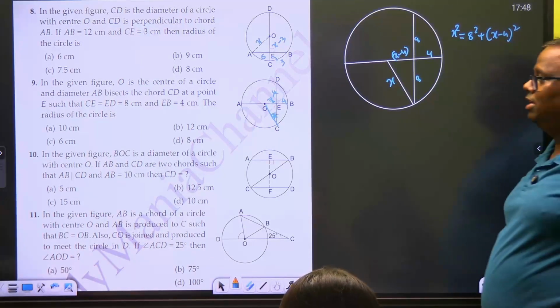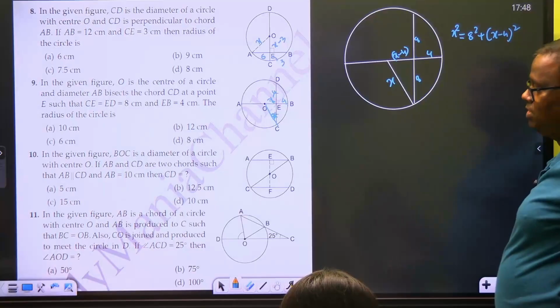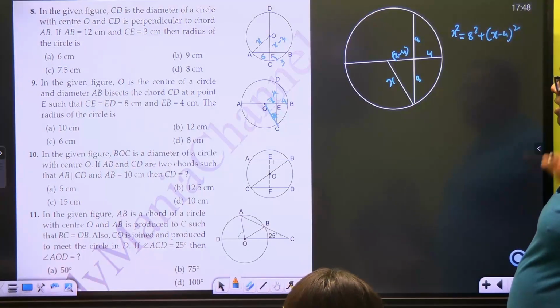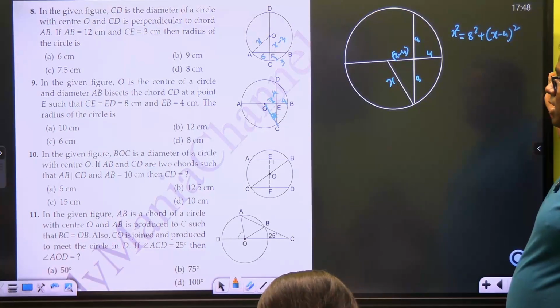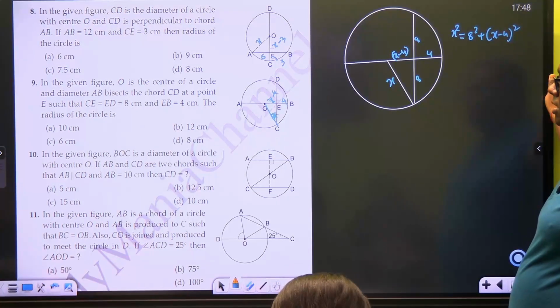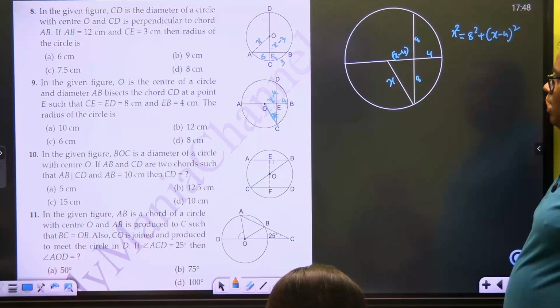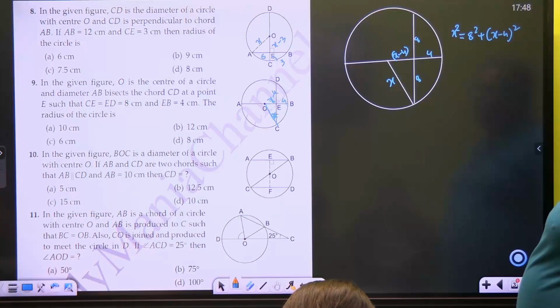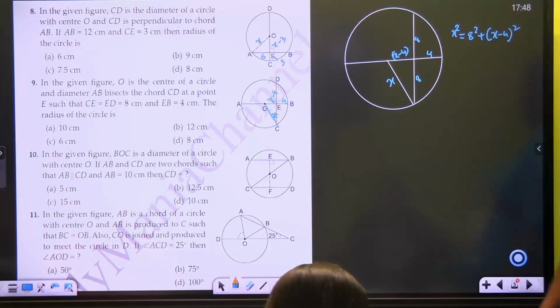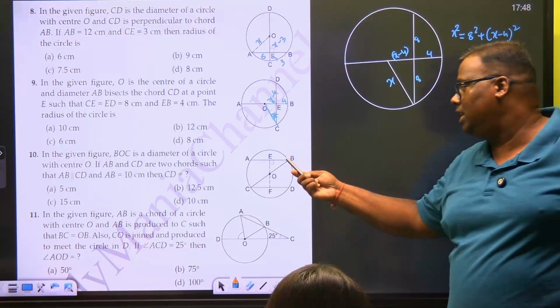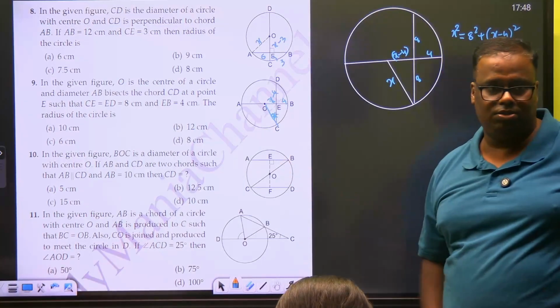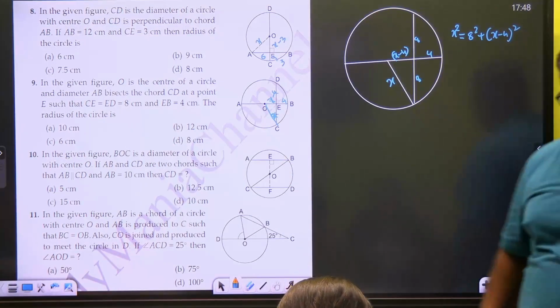Next one is what? BOC is the diameter of a circle, agreed, with center O. AB and CD are two chords such that the chords are parallel. If you have parallel chords, then they will always be equidistant from the center. And AB's value is equal to 10. Then asking the CD's value. CD's value will also be 10. Now if this is 10, this is 5, you know the radius, by that also you can find it. Work out the next one.